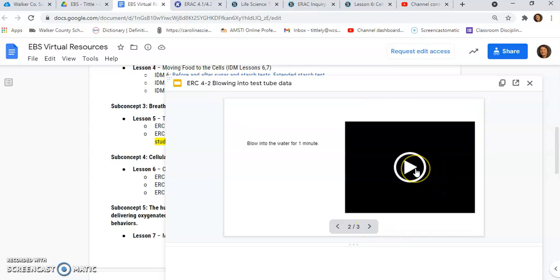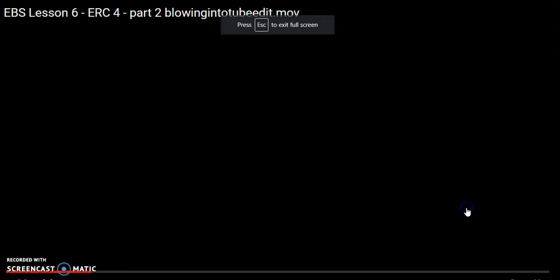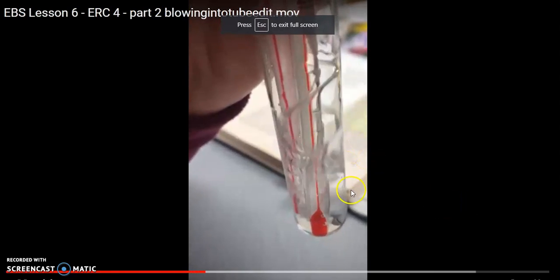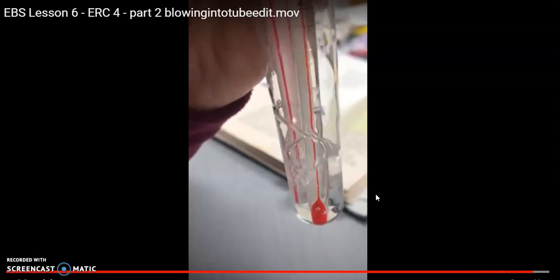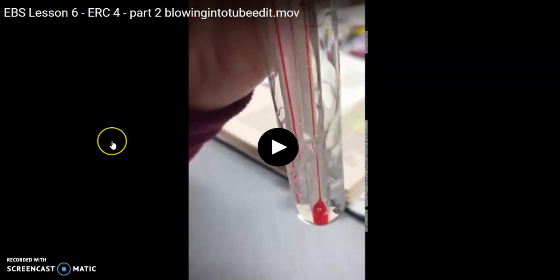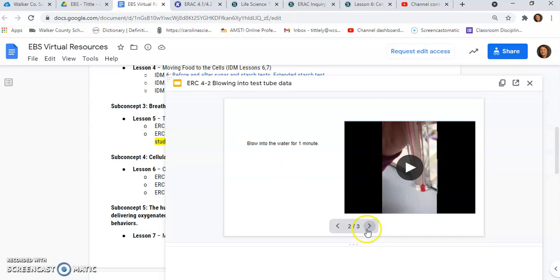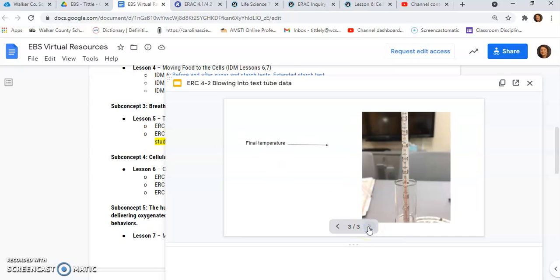Okay, then they're going to blow their exhaled air into the water for 1 minute, and we're going to see how it changes the temperature. As they're blowing into the water with a straw, it's going to make, of course, air bubbles. They did that for 1 minute, and then we took the final temperature of the water.